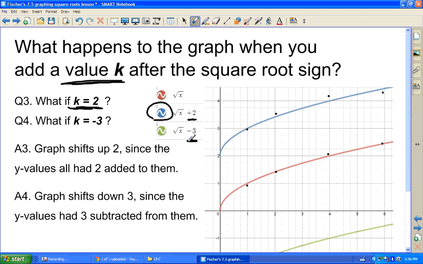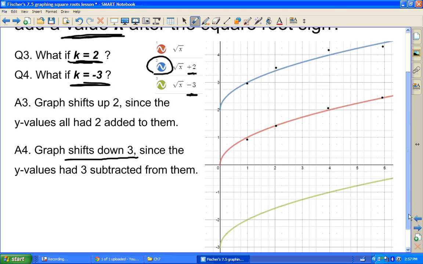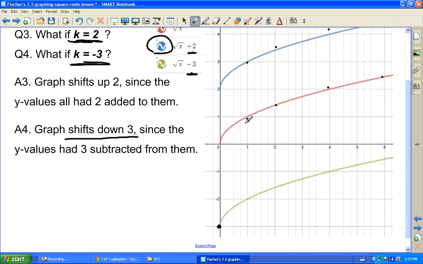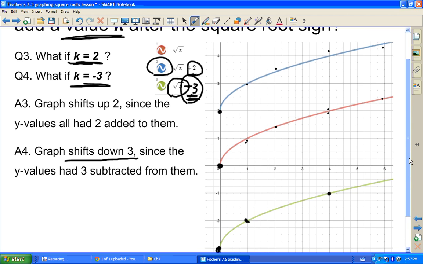If k was a -3 outside the radical, then it's going to shift this thing down 3, as you can see here. When this one is 0, this one starts at -3. When this one is 1, it's -2. When this one is 2, it's -1. So everywhere it's -3. That's because whatever comes out from the radical, when you subtract 3, that's how it's going to change. It's going to shift the whole graph. So this can help you find the new vertex. If this is the vertex of my base function, then the vertex is going to shift up 2 if you've got a k of 2, and down 3 if you've got a k of -3. That's how you find the vertex, and then the rest of the graph has a similar shape to our base function, this red function.